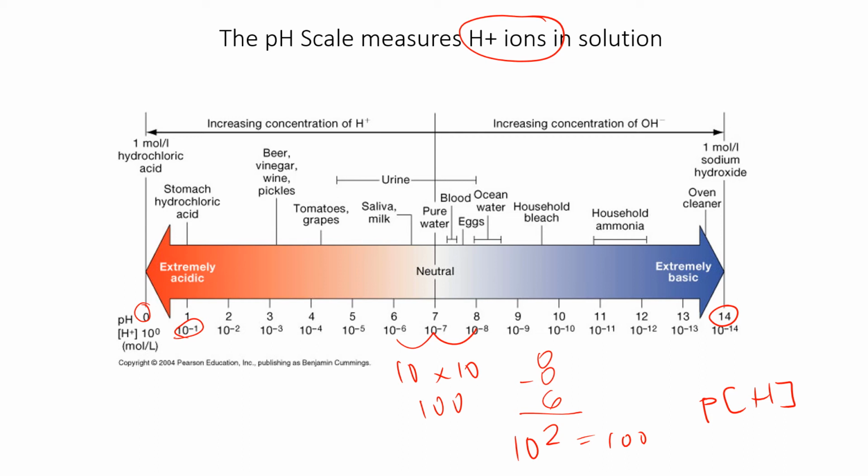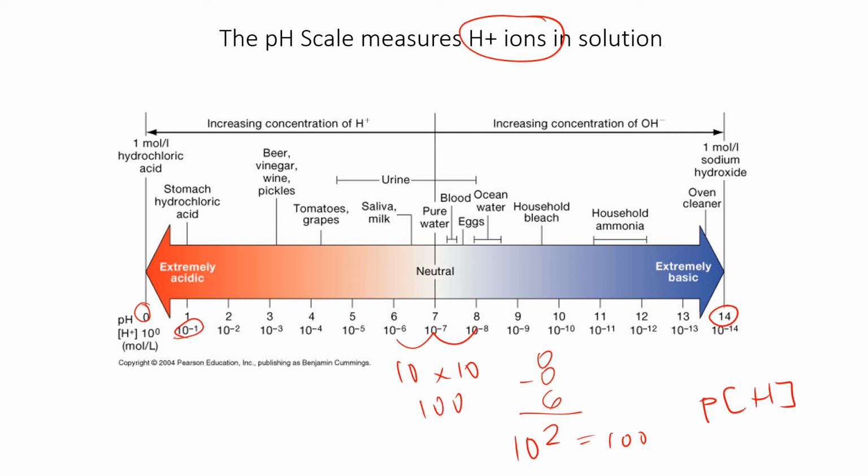Let's also talk about the language here. If you're talking about 8 compared to 6, you can say that 8 is 100 times more alkaline than 6, or just reverse it. 6 is 100 times more acidic than 8.